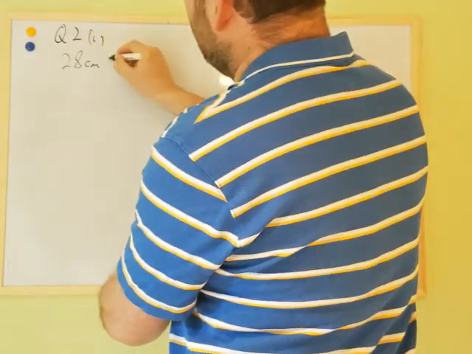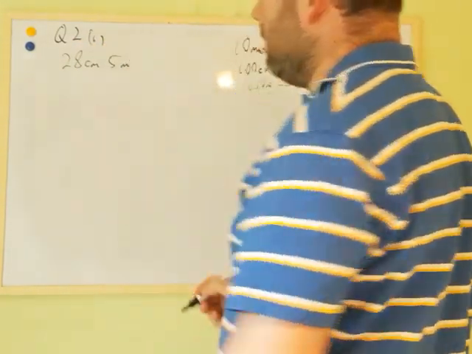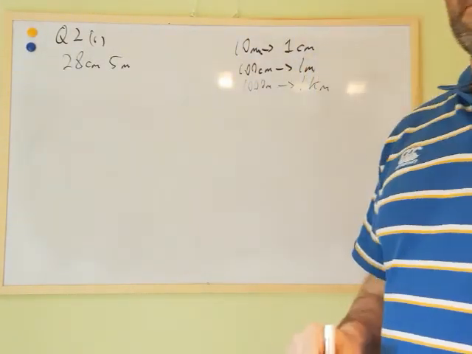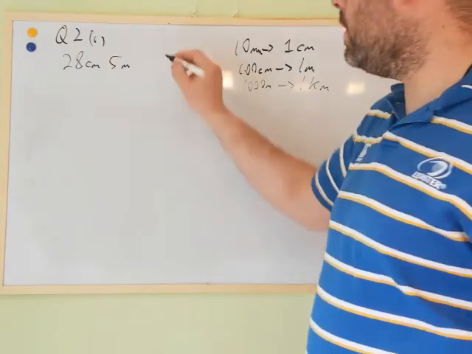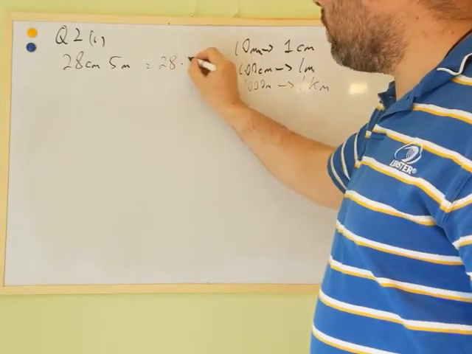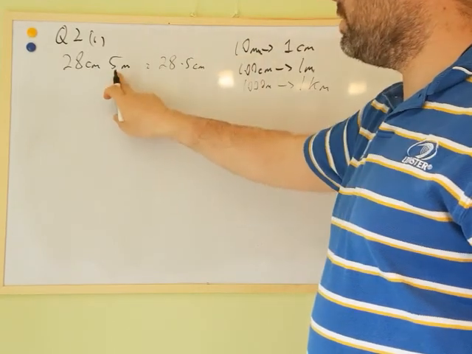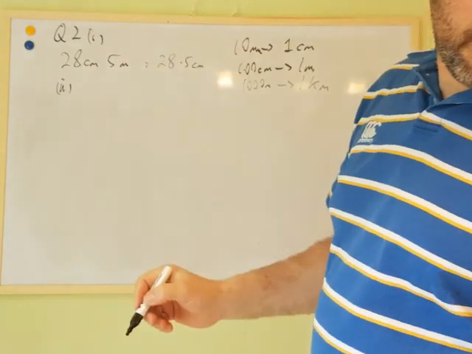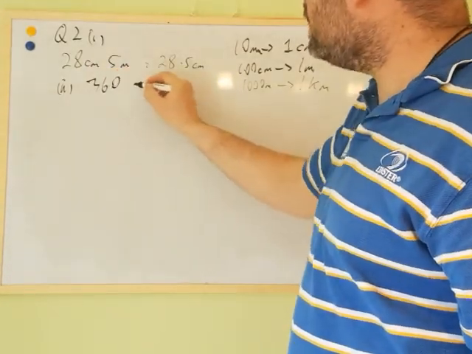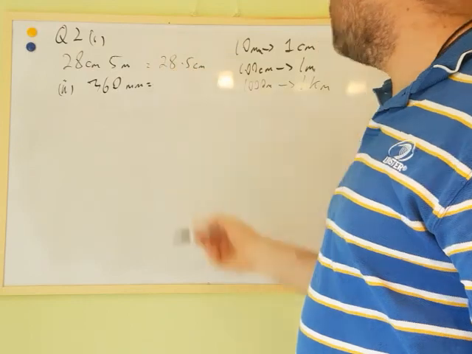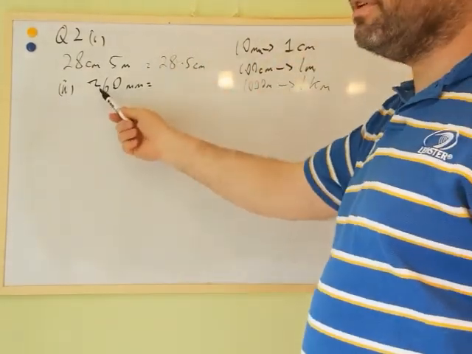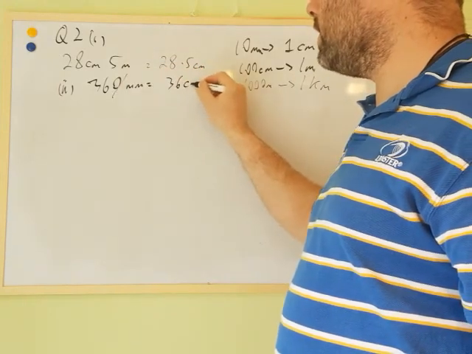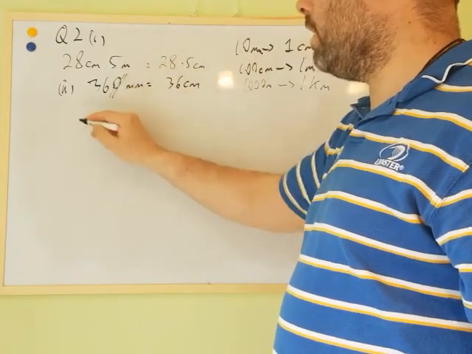28 centimeters, 5 millimeters, okay? So remember, there's 10 millimeters in 1 centimeter. So 1 millimeter would be 0.1 of a centimeter. So this is going to be 28.5 centimeters, because 5 tenths. Okay? The next one, 360 millimeters. Well, if there's 10 millimeters in a centimeter, we want to convert this from millimeters to centimeters, divide by 10. So it's going to be 36 centimeters, because you just knock off the 0.